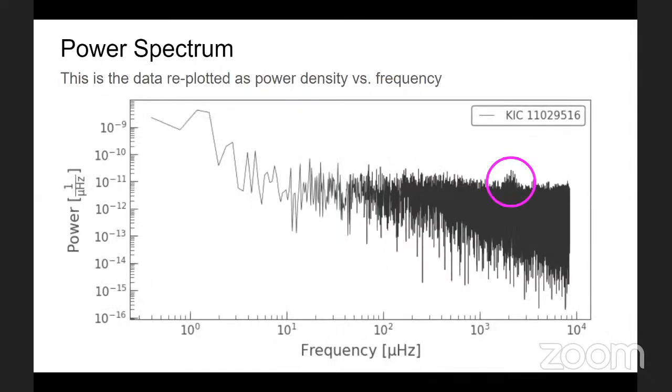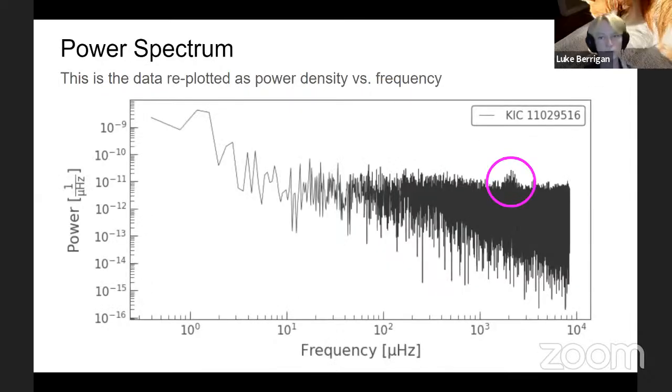Next slide. So the power spectrum, this is basically the first two graphs, but replotted as power on the y-axis and frequency on the x-axis. This basically takes all the powers emitted by the star and plots them over frequency. You can see circled in the pink circle is the oscillation that we're actually looking for.